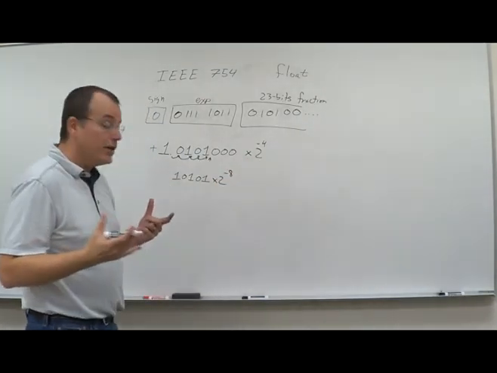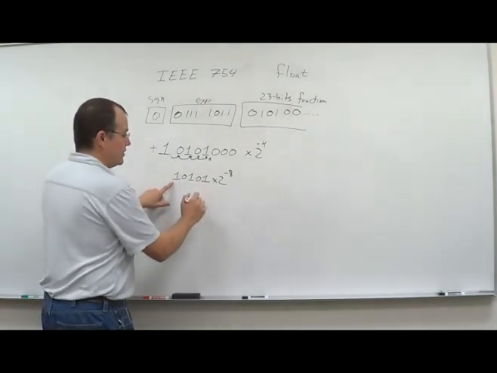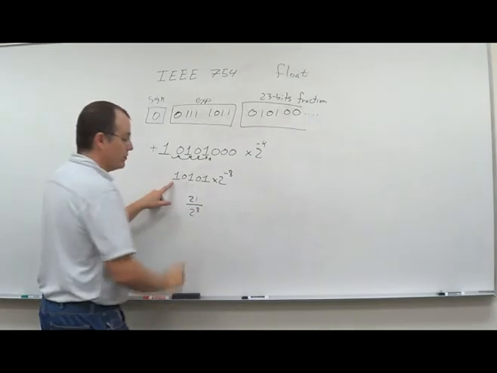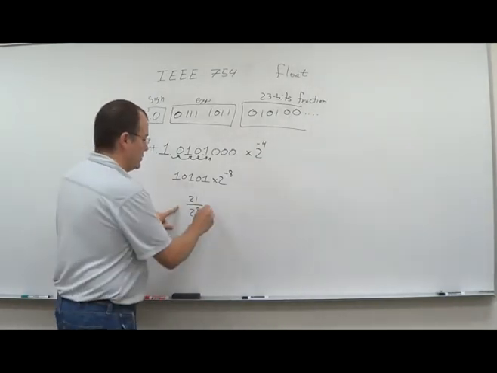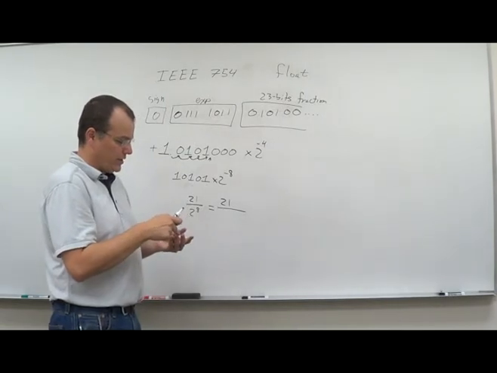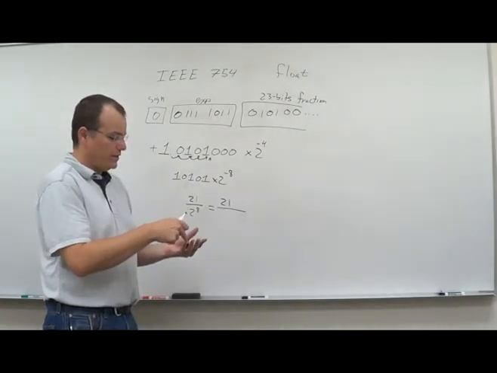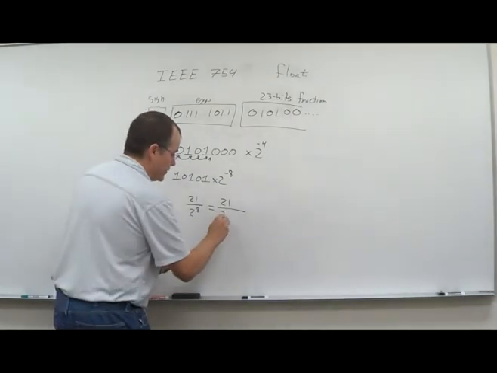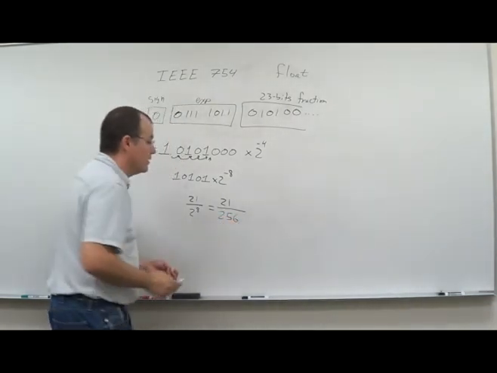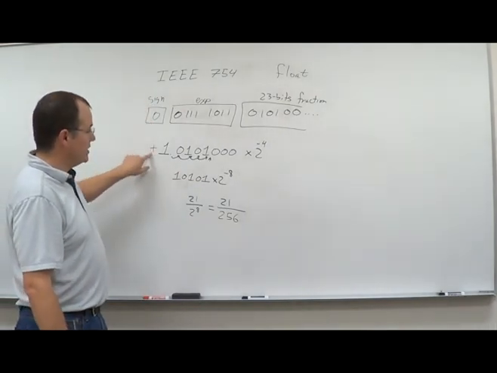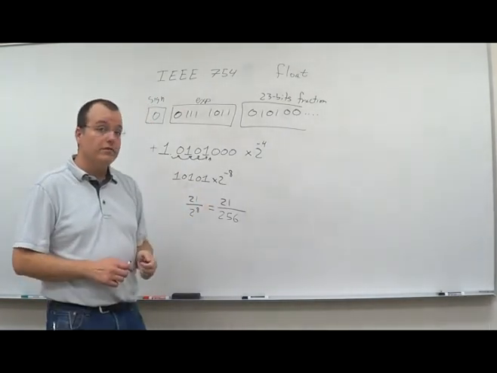This is now a fraction. So this is actually the number 21 divided by 2 to the 8th. Well, 2 to the 8th: 2, 4, 8, 16, 32, 64, 128, 256. This encoding is actually encoding the value positive 21/256.